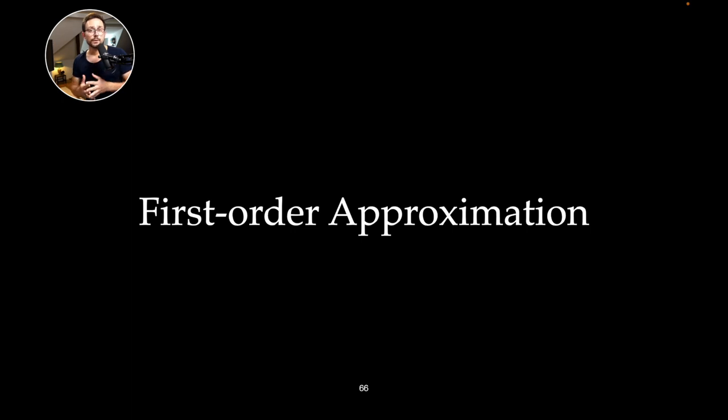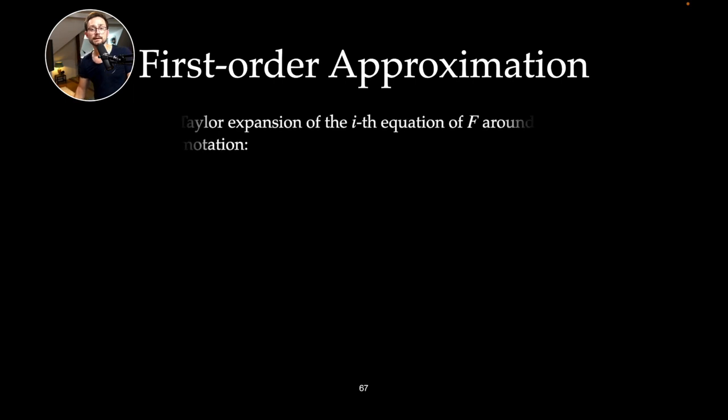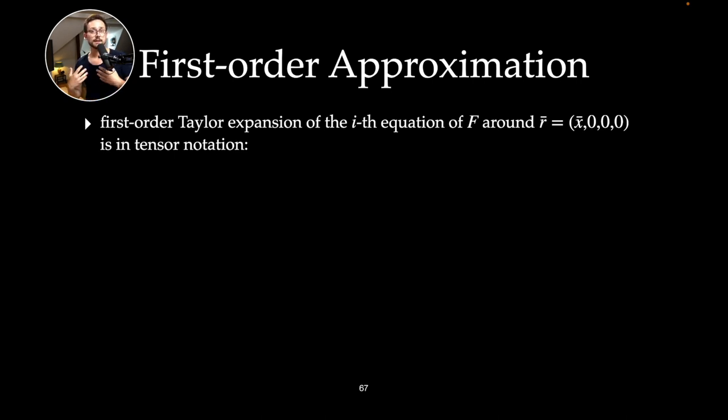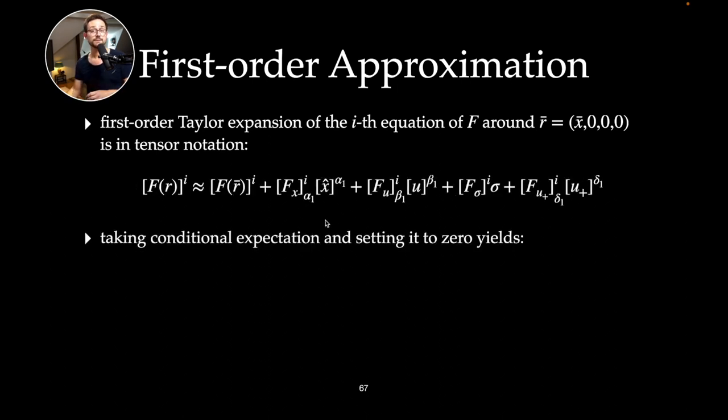Now, even though we covered this already, the first order approximation, let me show you how this algorithmic framework also applies to it. So let's do a first order Taylor expansion of the equation of uppercase F around the non-stochastic steady state. So when x is at x bar, u is 0, u plus is 0, and sigma is also 0. And this, in tensor notation using Faà di Bruno's formula in Einstein summation notation, is given in the following way.